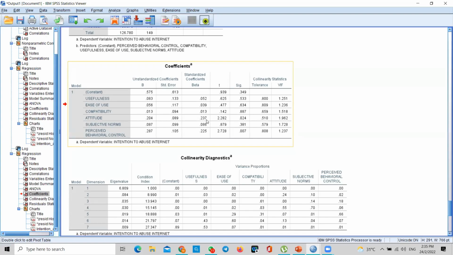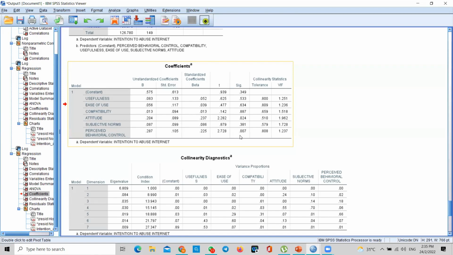So this is the first one. This hypothesis is accepted. Next one, subjective norm. Is it significant? 0.381? It is not. Next one, perceived behavioral control. Is it significant? Yes, sir. At what percentage? 0.07. It is below 1%. So in this case, we will conclude this variable is significant at the 1% significance level.